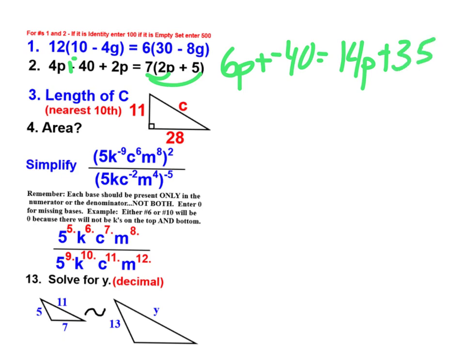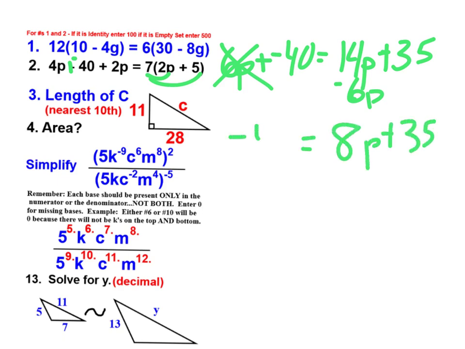Now I have variables on both sides. The coefficients do not match, so I am going to get an answer here. So let me subtract 6p from both sides. Now I'm at 8p plus 35 equals negative 40. Now I'm ready to solve this algebraic equation. They, of course, multiplied by 8, and then they added 35. So we're going to subtract 35.